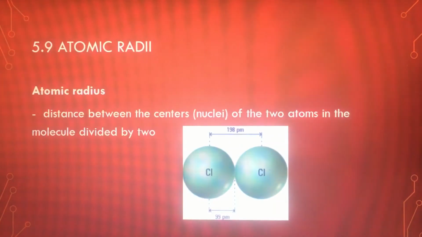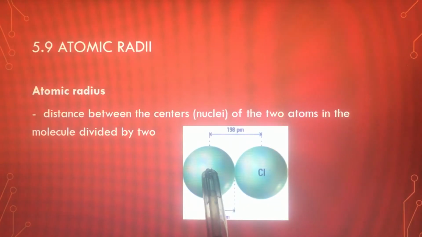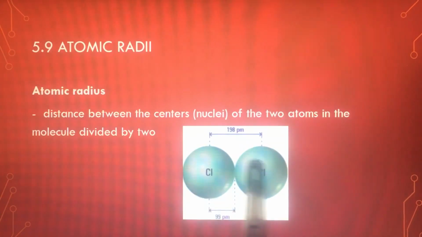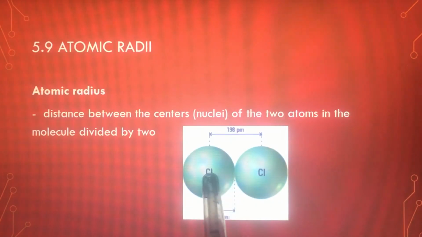So what the scientists or the researchers did was to place two atoms of the same type side by side. For example, we have these two chlorine atoms, and then they measured the distance between the nucleus or the center of this atom and this nucleus, and then divided this by 2. So we have 198 picometers, divided by 2, we have 99 picometers. So this is the atomic radius.